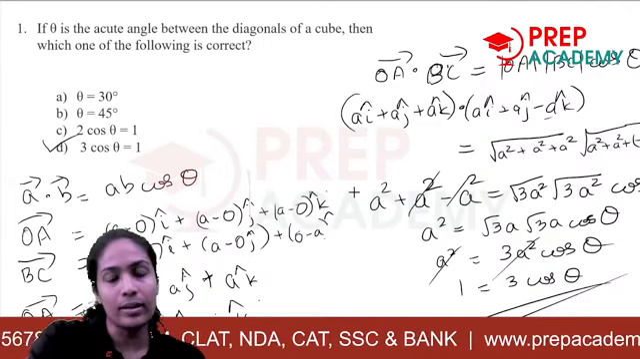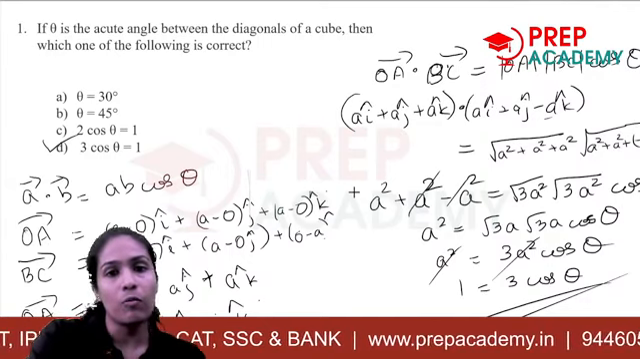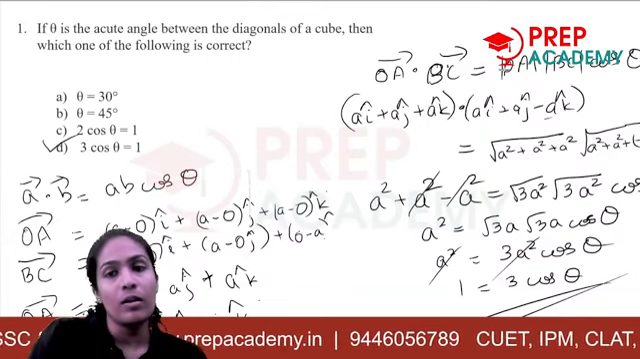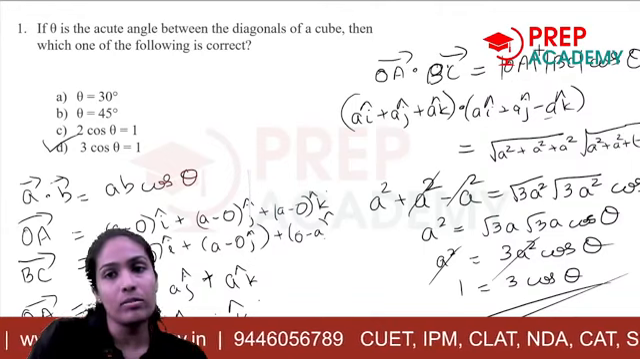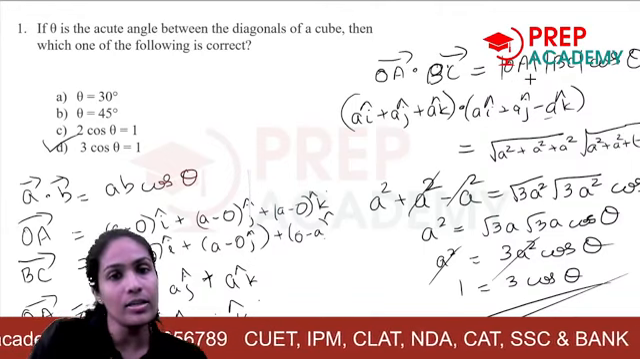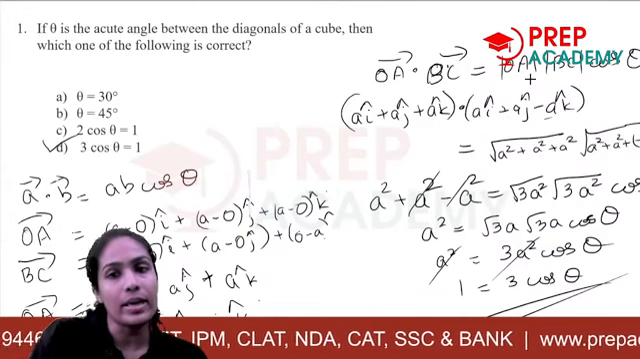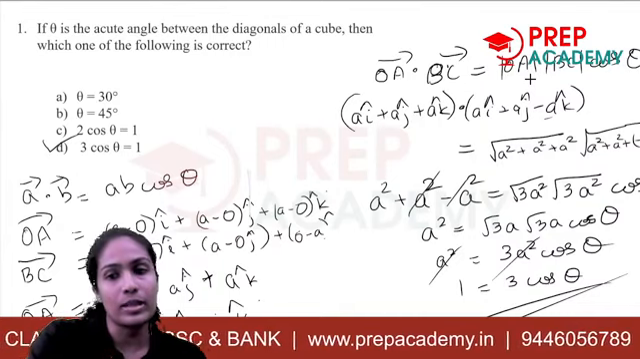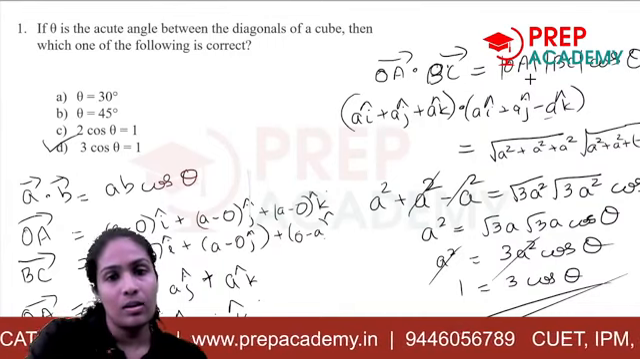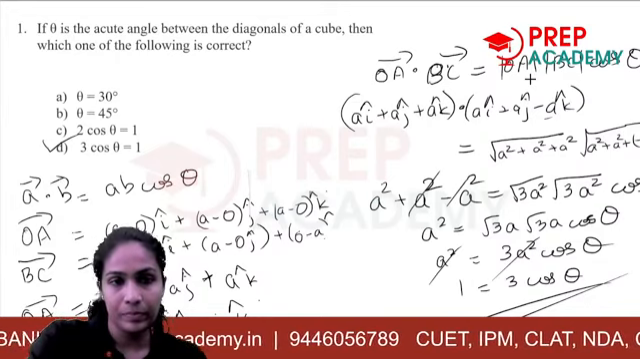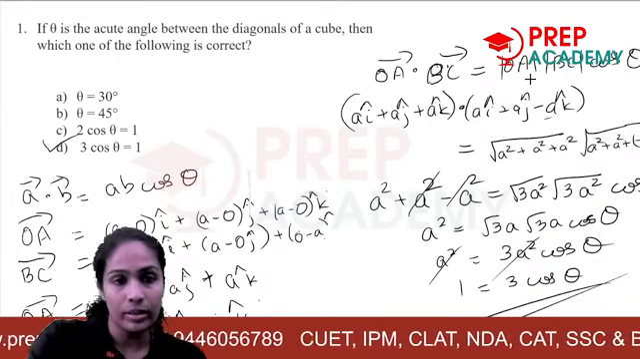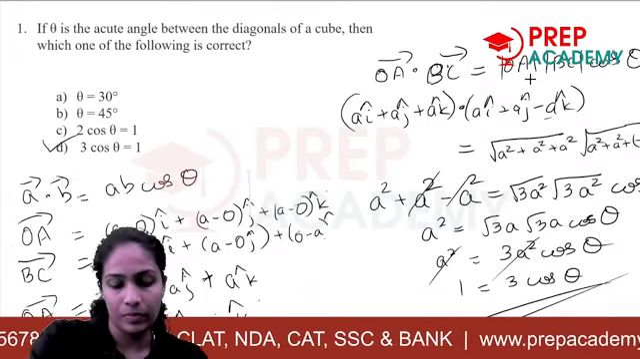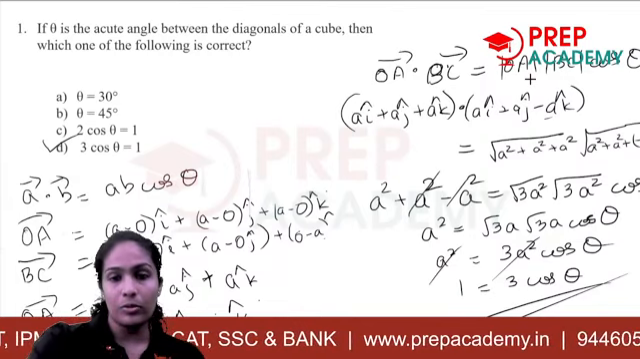So here theta is an acute angle. Therefore, 3 cos theta is equal to 1. Here we use the properties of vector dot product, and you have to know how to find the magnitude of a vector. The magnitude of a vector is defined as the root of the sum of squares of the coefficients of i, j, and k. The correct answer is 3 cos theta equal to 1, option D. Now we can move to the next question.